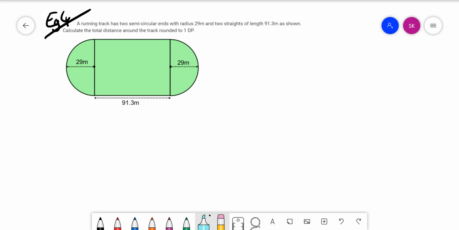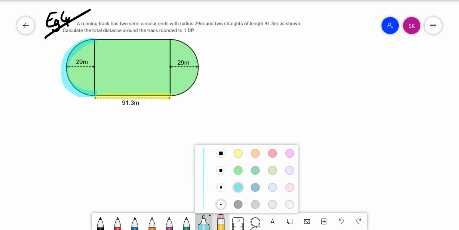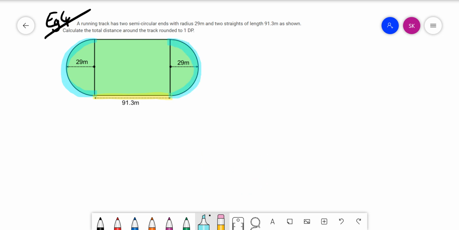Right, well, the total distance around the track is otherwise known as the perimeter, which means we need to find the length all the way around here. We've got this length here, and hopefully you'll see why I'm doing these in different colors. So we've got to find all those distances there. Now the yellow distances, they're pretty easy. We know they're 91.3 meters. So immediately the perimeter is going to be 2 lots of the yellow distances, which is 91.3 plus 91.3.